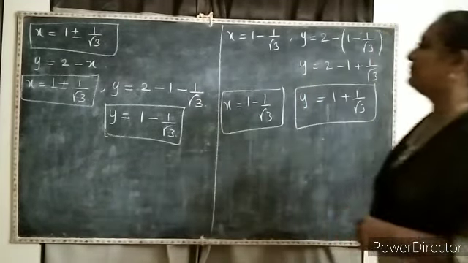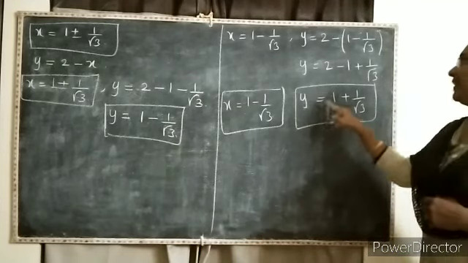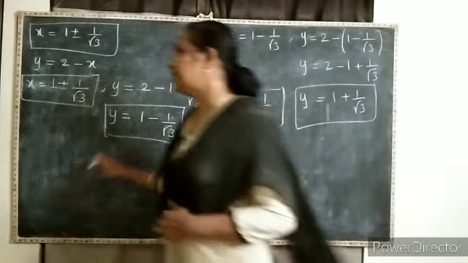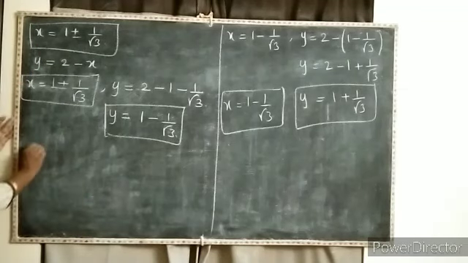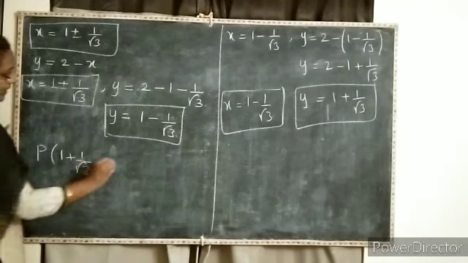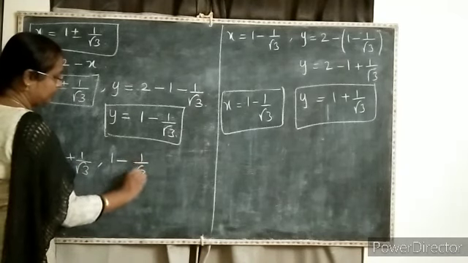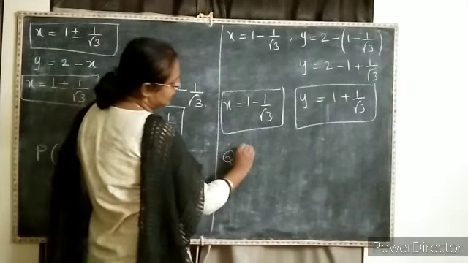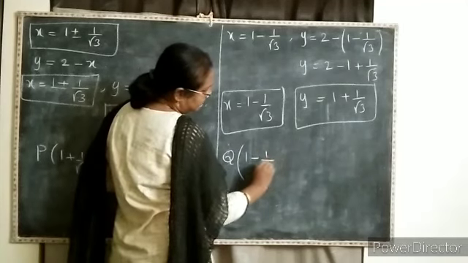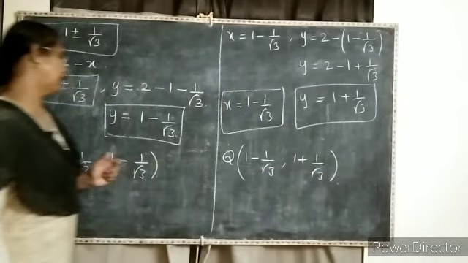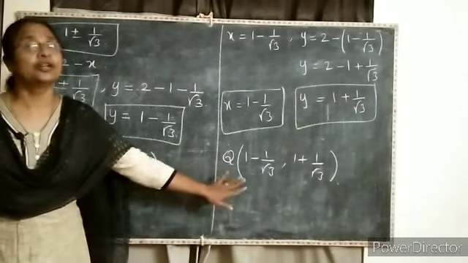If x is equal to 1 minus 1 by root 3, y takes the value 1 plus 1 by root 3. Now I found the values of p and q. Therefore, this point is said to be the point of p coordinate. So p is what? 1 plus 1 by root 3 comma 1 minus 1 by root 3. Okay, now this point will take up the value of q coordinate. So q coordinate is 1 minus 1 by root 3 comma 1 plus 1 by root 3. Now I have found the value of the p point as well as q point.